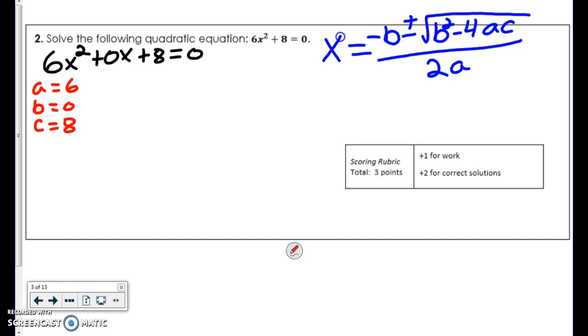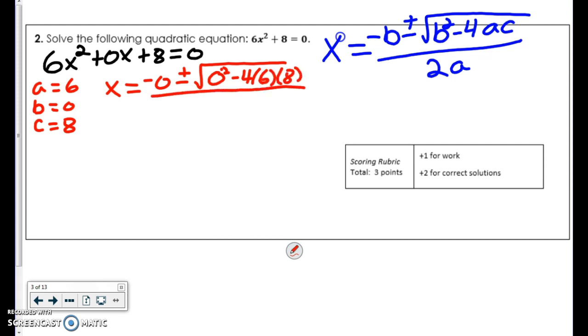Now all I have to do is take my A, B, and C that I just labeled and plug it into the quadratic formula. So I'm going to have x equals negative b, so I have a negative 0, plus or minus the square root of b squared, which is just 0, minus 4a, which is 6, and c, which is 8. Divide the whole thing by 2a, which would be 6 again.